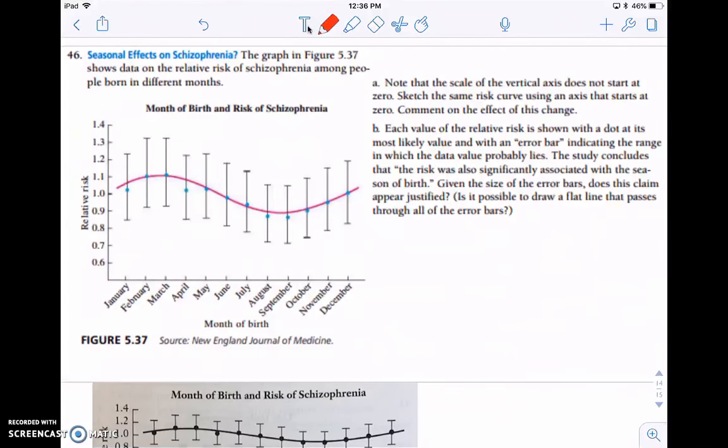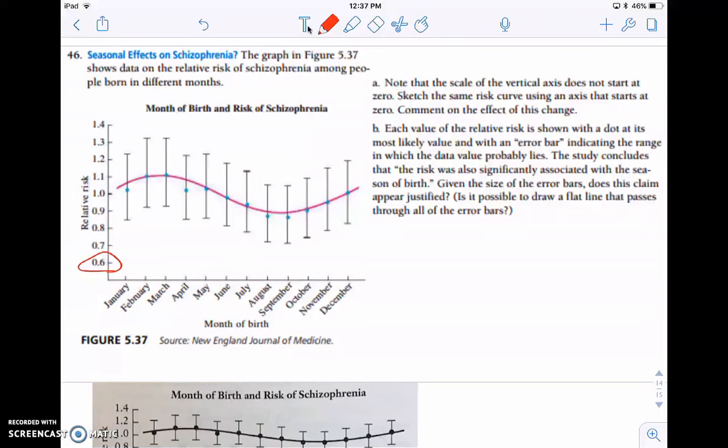Okay, the last thing we're going to look at in this video is seasonal effects on schizophrenia. This is looking at data on the relative risk of schizophrenia among people who were born in different months. The first part says note that the scale of the vertical axis does not start at 0, so we start at 0.6, like we mentioned in one of our earlier questions. We want to sketch the same risk curve using an axis that starts at 0 and make some comments on the effects of that change.